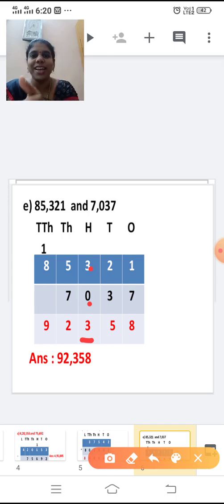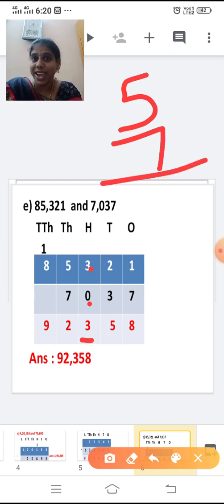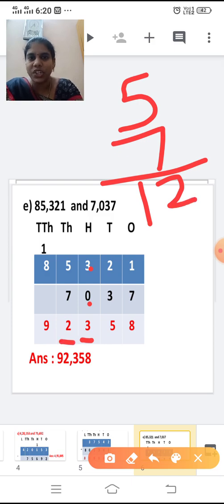Then move on to the thousands place. Now we are going to add 5 and 7. Shall we add 7 and 5? Keep 7 in mind and 5 in the finger. After 7, I am going to add 5 numbers. After 7, 8, 9, 10, 11, 12. So the answer is 12. So 2 I am writing here, and this 1 I am carrying over to the next place, that means the 10,000 place.